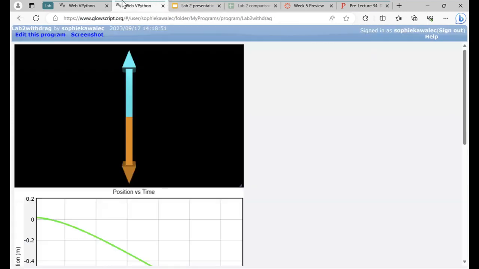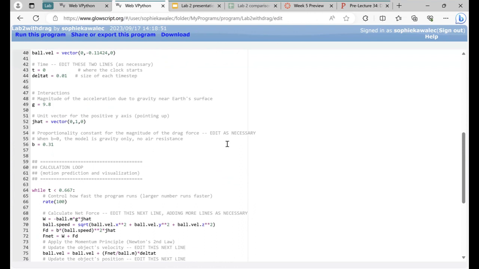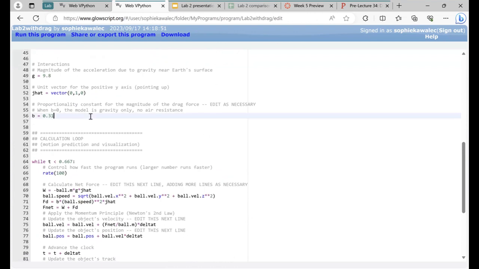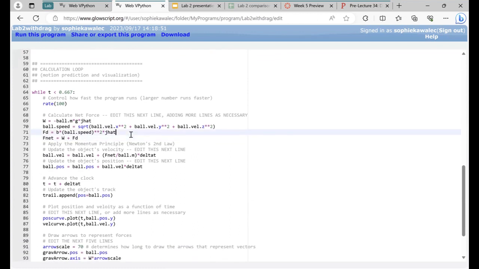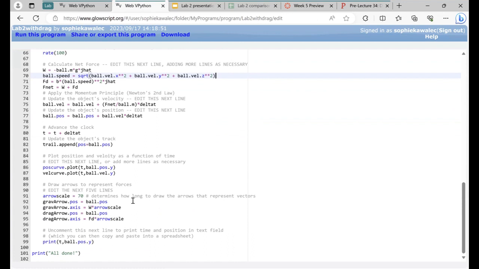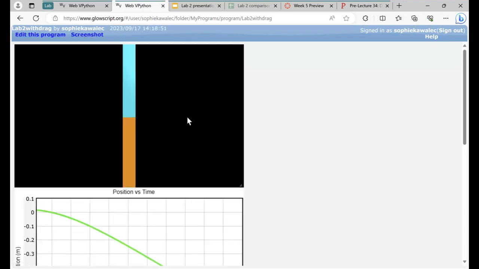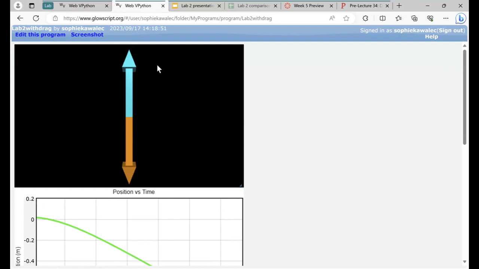This is code with gravity and drag. The thing that changed here is our drag constant, which is 0.31. We also changed F net, which is we added the force of drag, and we added in the equation for the force of drag, and ball.speed is the square root of the velocity vector. We also added an arrow to show how the force of drag is almost equal to the force of gravity and how that will create a special kind of velocity, which we'll see.